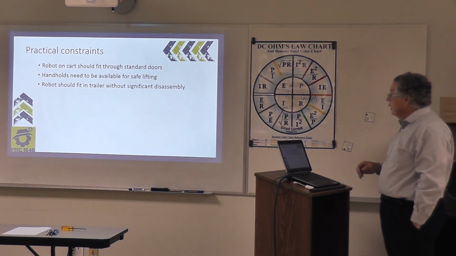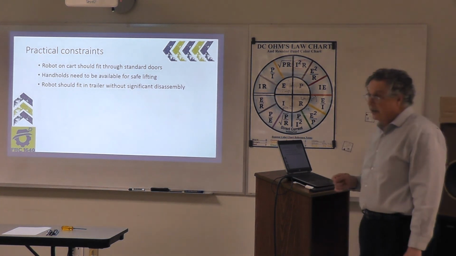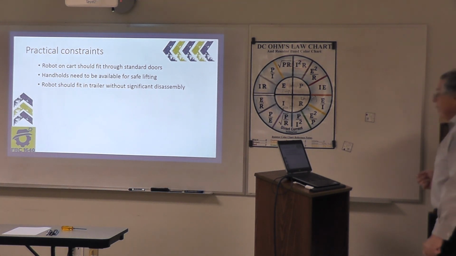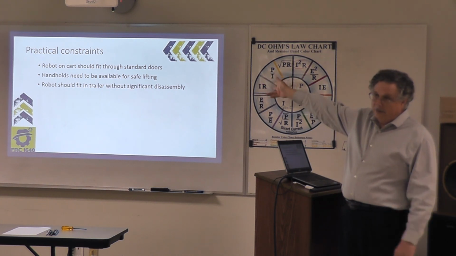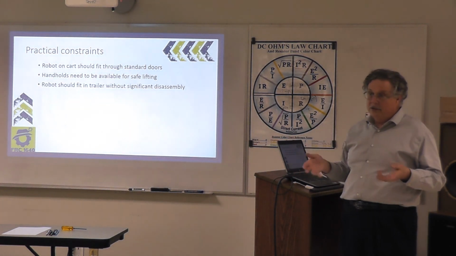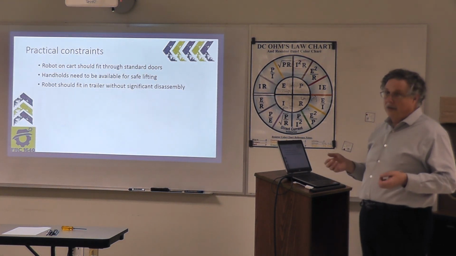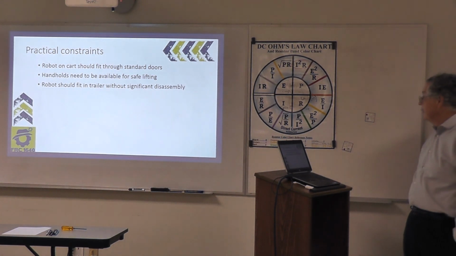There are practical constraints. Robot on a cart should fit through standard doors. If you forget that practical constraint, you'll be very sorry, because you'll be figuring out, how the hell am I going to get this robot through the door? I've seen it. Another one that's not on here is that the robot should be able to fit into the crate that we use to ship it off to World Championship, because you don't want to have to build a new crate just because your robot's different.